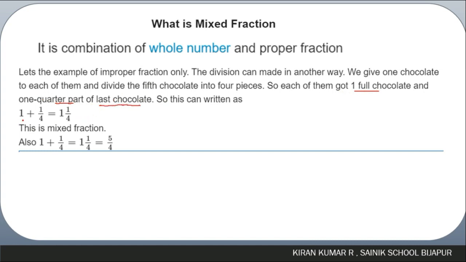It can be written as 1 added to 1/4, nothing but 1 1/4. This is a mixed fraction, the combination of a whole number and a proper fraction. If you observe it carefully, 5 upon 4 is an improper fraction, 1 1 by 4 is a mixed fraction. Both are one and the same.